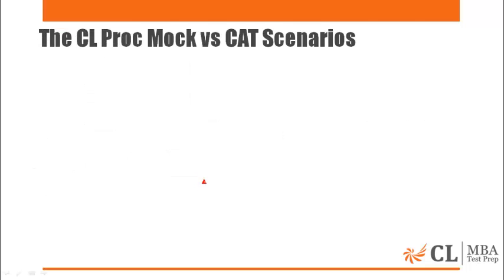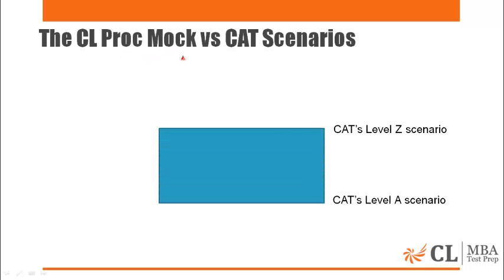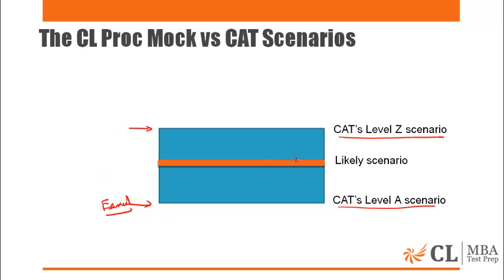What is a good score, right? But we still haven't answered, where is the CL proc mock? So let's look at this. Remember, we created these scenarios after looking at the CAT papers of the past. So we created two scenarios. This is the easy paper that can come, and probably the most challenging paper that can come, if at all it comes. And we have also created a likely scenario, based on certain logic and assumptions.